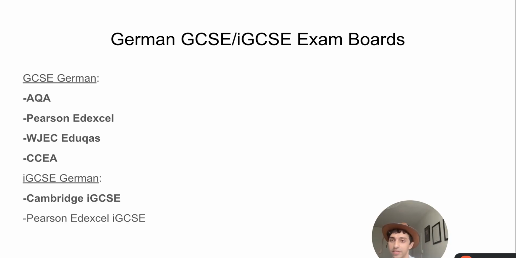Another small difference is that these GCSE exam boards, the 4 GCSE exam boards mentioned, they all have a difference between foundation tier and higher tier. So foundation tier only goes up to a certain grade. Higher tier, you can go all the way up to a grade 9. So make sure you're aware of which of those you're doing if you're studying a GCSE exam board. That distinction does not exist for the iGCSE exam boards.